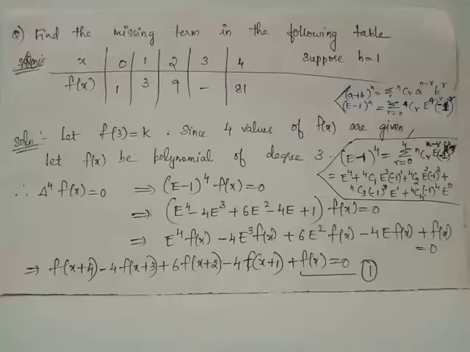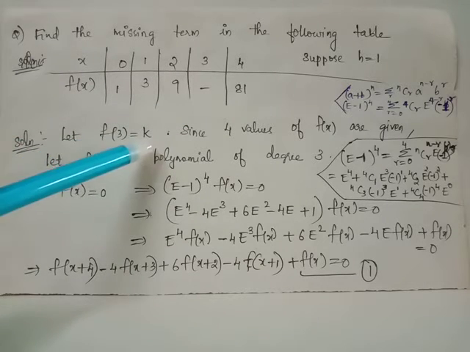Find the missing term in the following table assuming that interval of difference in h equals 1. We are given the input values x equals 0, 1, 2, 3, 4 and f of x values are given as 1, 3, 9, blank, 81. We have to find out value of f of x corresponding to input x equals 3. Let us assume that f of 3 equals k.